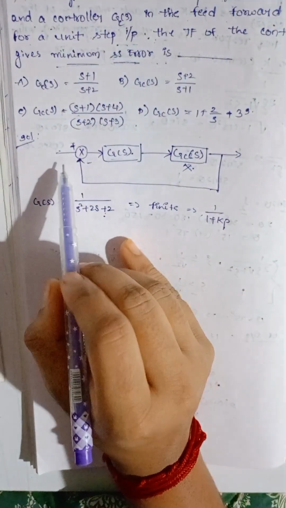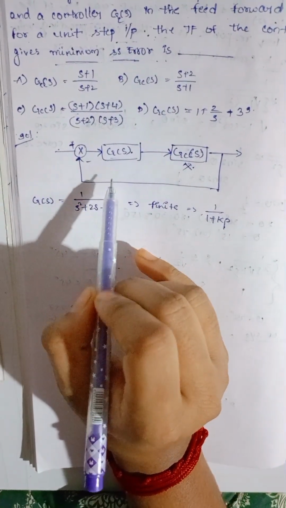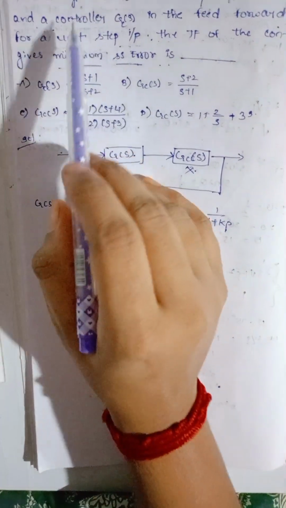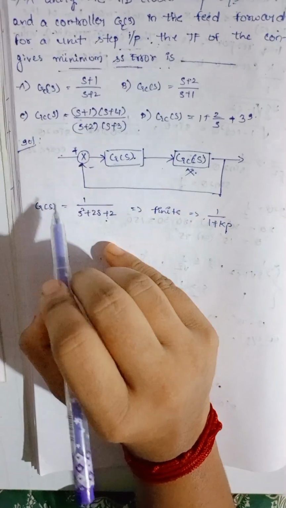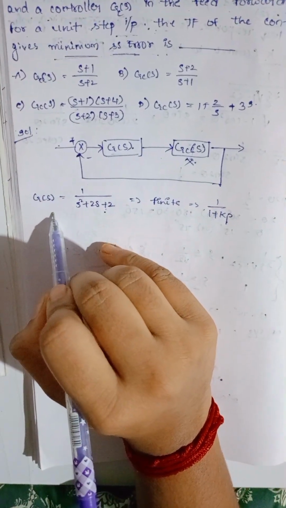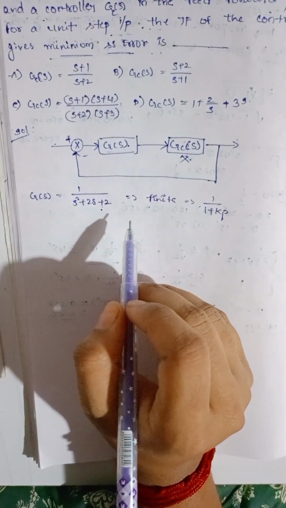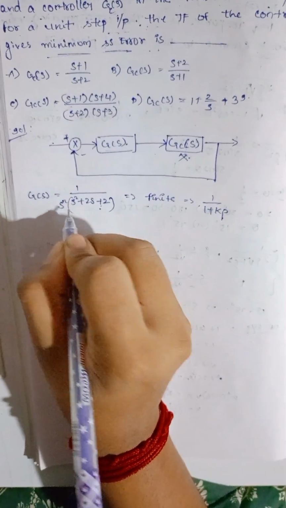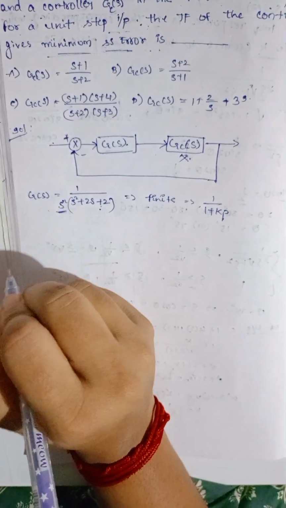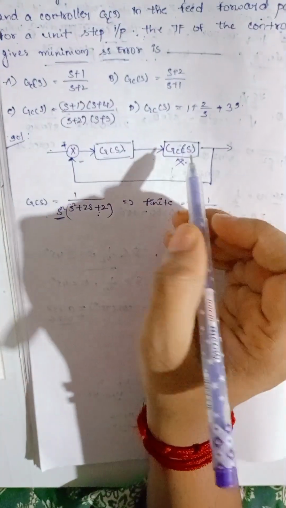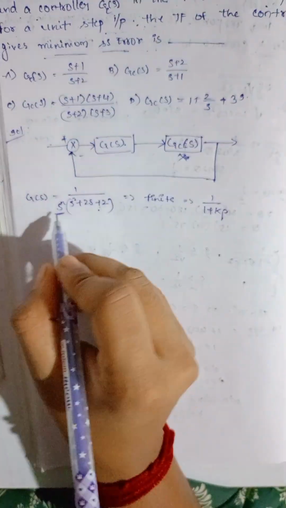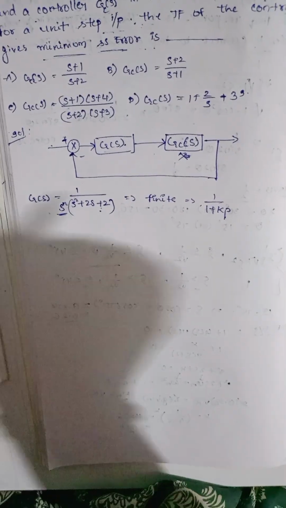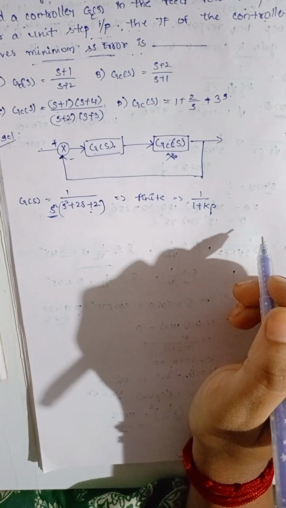Now we will have to draw the unity negative feedback control loop. G(s) is given and the controller is Gc(s). He gave G(s) equal to 1 by s square plus 2s plus 2, and here there is no s power n term separately, so it is type 0. If there is no Gc(s), as it is type 0, a unity step input applied should give finite error.